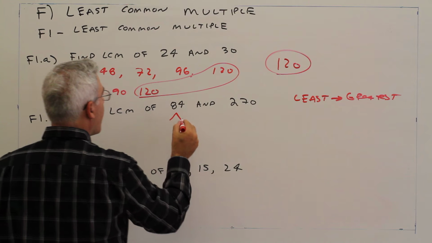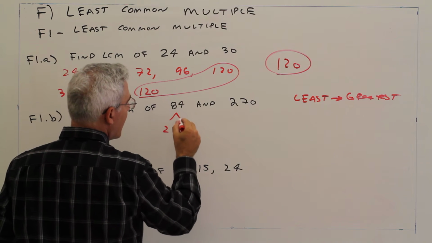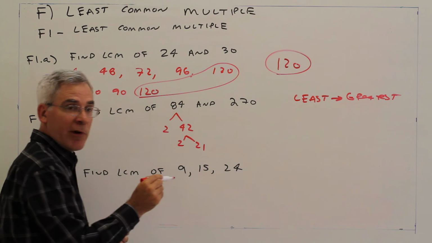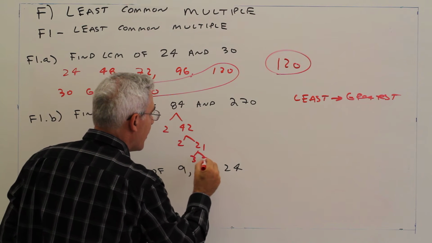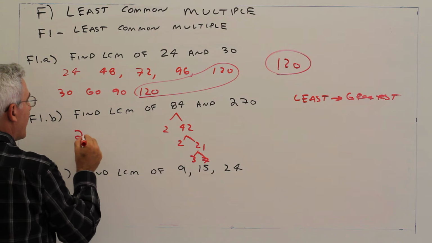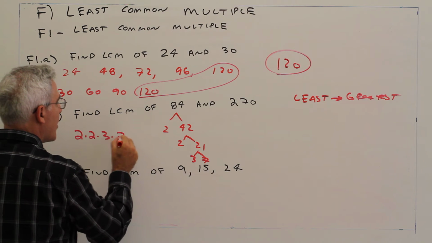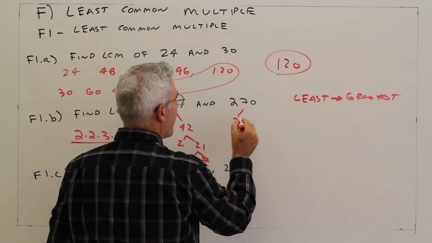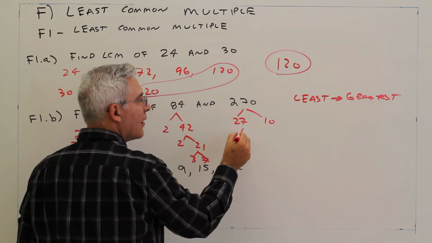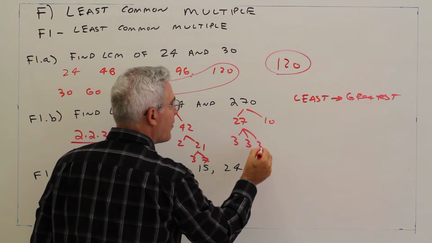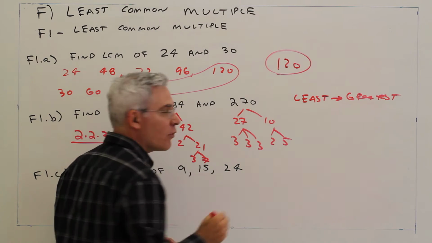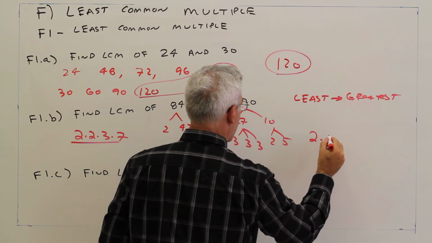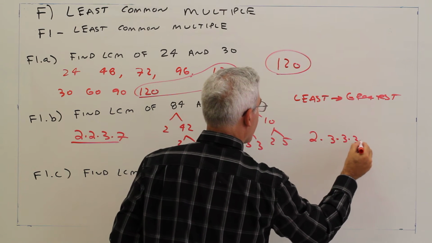So 84, that's a 2 and a 42. 42, that's a 2 and a 21. 21, that's a 3 and a 7. So I've got 2 times 2 times 3 times 7. For 270, I'll just go 27 by 10. 27 I know is 3 by 3 by 3. 10 I know is 2 by 5. So I'll write that one as 2 times 3 times 3 times 3 times 5.